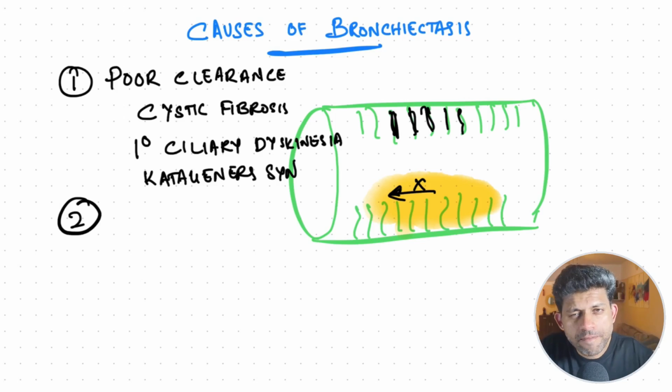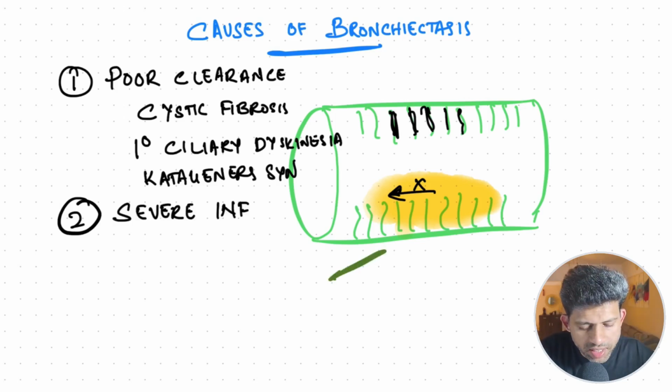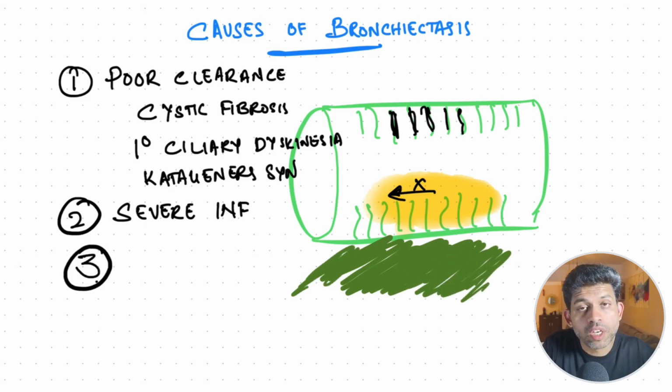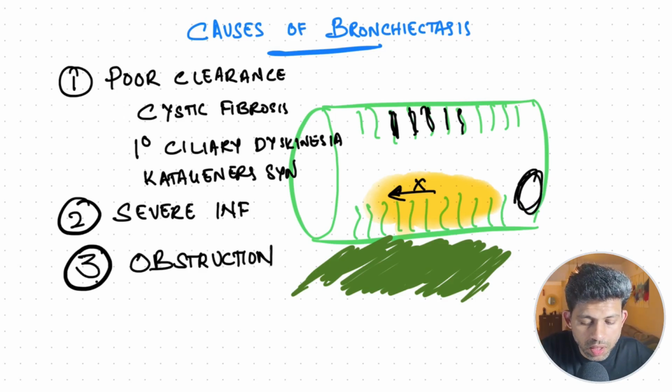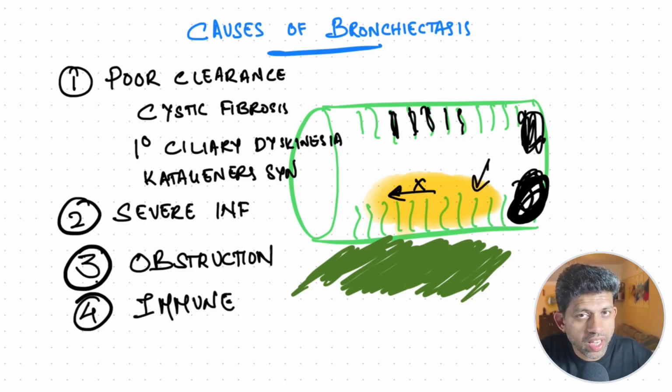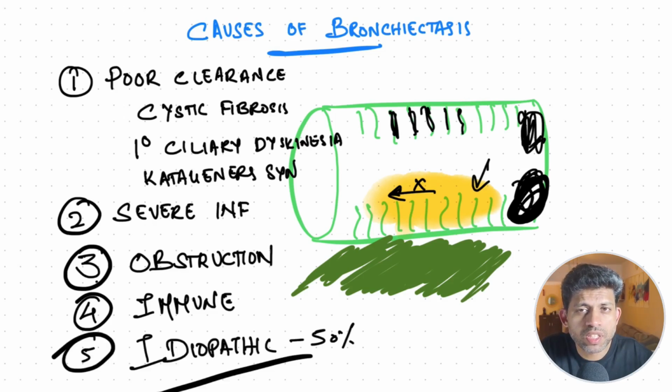Second group includes severe infections like necrotizing pneumonia and recurrent infections. Third group includes obstruction due to any cause. This can be tumor, a foreign body, or even thick mucus. Immune disorders include the fourth category, which can be rheumatoid arthritis, systemic lupus erythematosus, even post-transplant patients. And in about 50% of patients, no particular cause can be identified. So they all come under idiopathic.